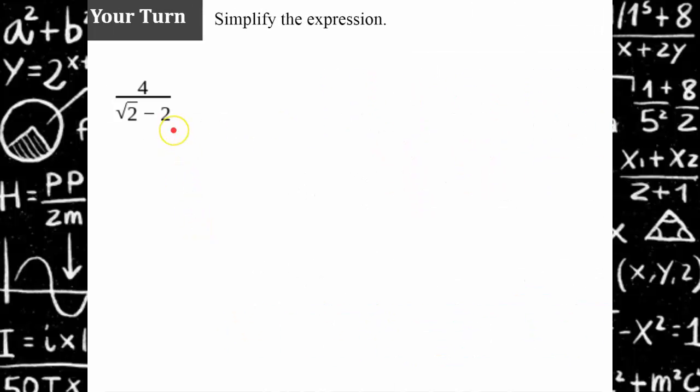Your turn. I'd like you to simplify this expression using a conjugate. Go ahead and hit pause. Come back and hit play when you're ready to check your work.